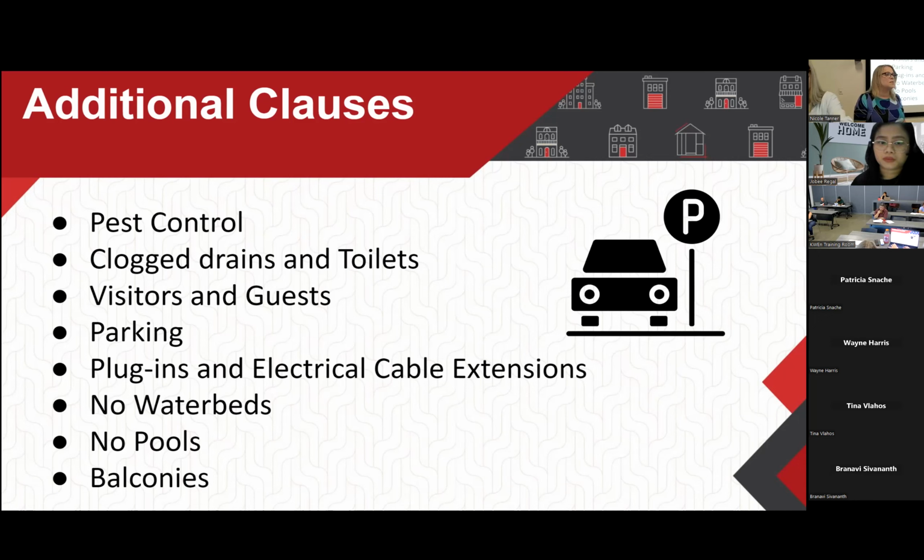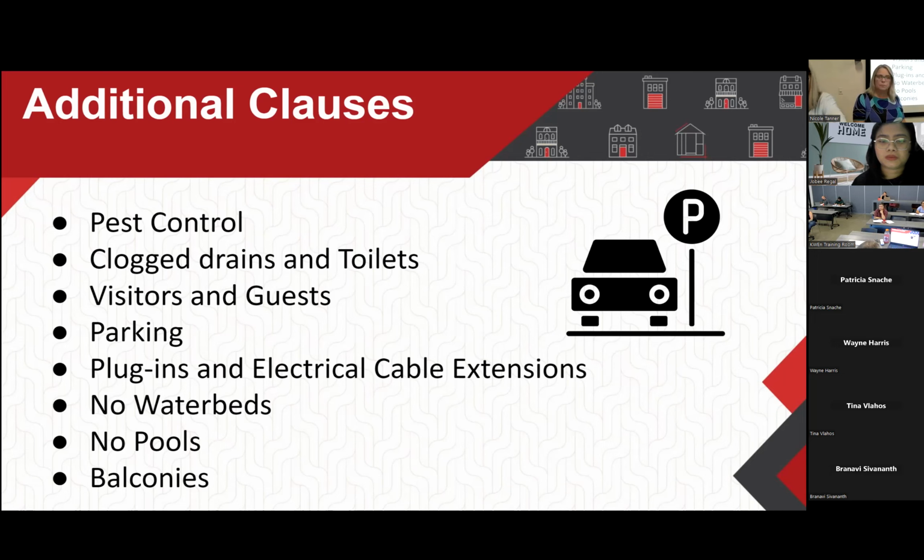Entrances and hallways, this is a big one, and I don't know why this is not in the standard lease. But if you have a fire inspector going to one of your buildings and there's a bicycle in the hallway or a baby stroller, that's a huge fire code violation. They have to be clear for emergency exit.